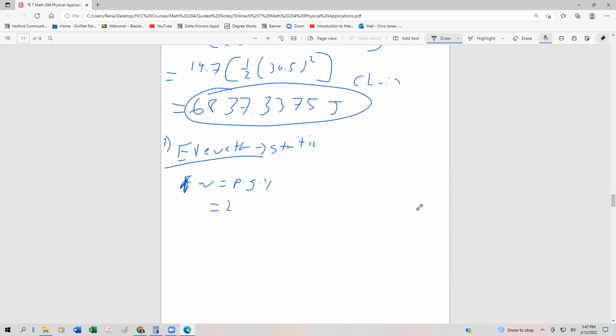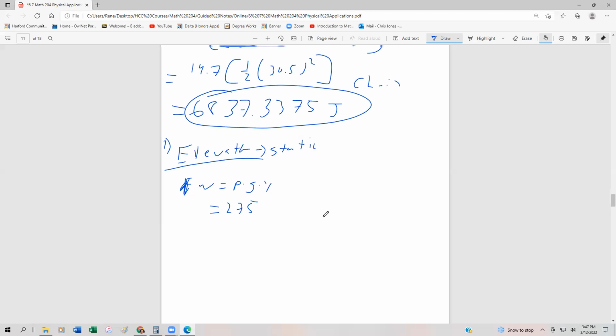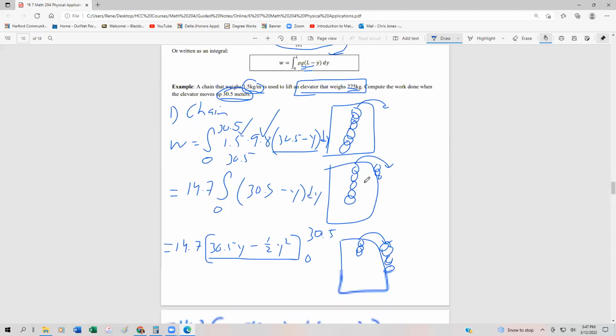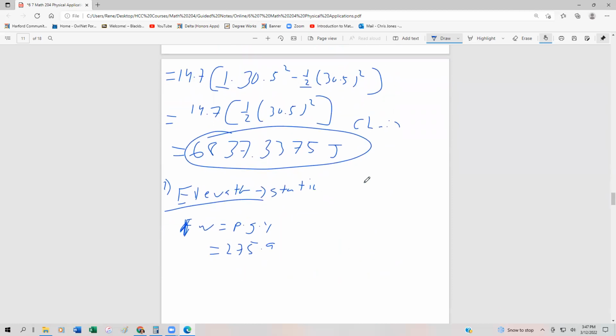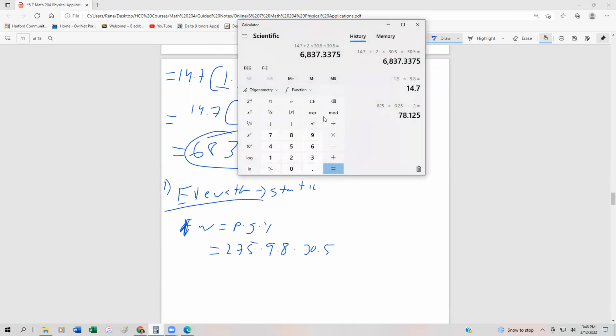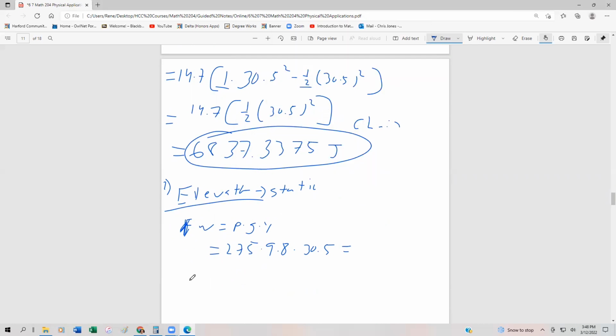In this case, we know that the mass of the elevator is 275 kilograms. We also know that the gravitational constant is 9.8, and finally, the distance is going to be 30.5. I'm just going to throw that in my calculator: 275 times 9.8 times 30.5. So the work needed to pull the elevator up the shaft is going to be 82,197.5 joules, which makes sense.